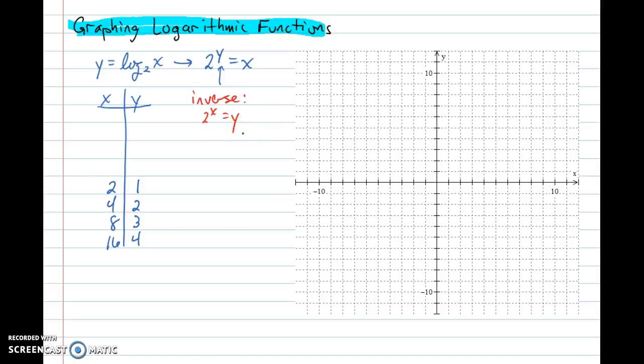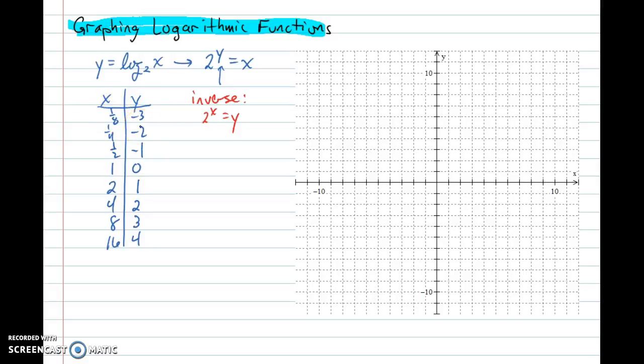So this is a little bit different. This is the graph of the inverse of that exponential function. Remember, if we go backwards, if y is 0, then x is going to be 1. If y is negative 1, 2 to the negative 1 is a half. If y is negative 2, 2 to the negative 2 is 1/4. If y is negative 3, 2 to the negative 3 is 1/8.